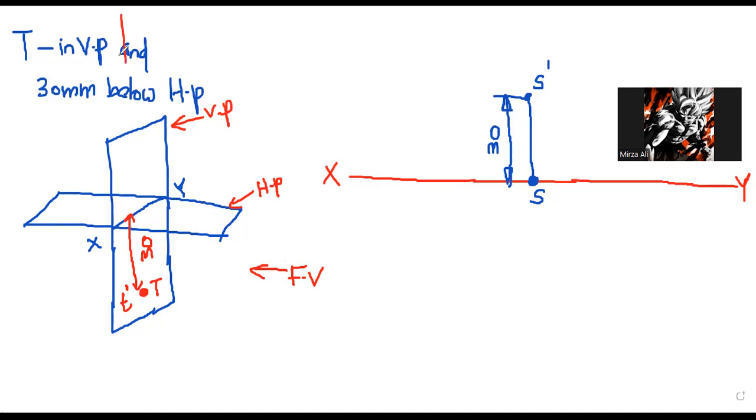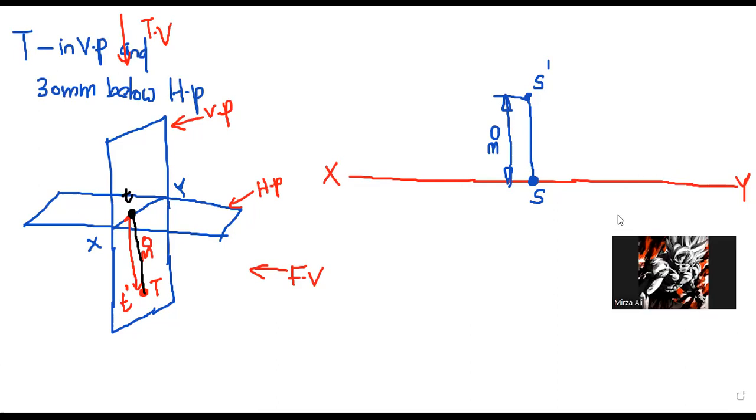Then tell me, where is the top view? Top view is on the XY line. Okay. Top view is on the XY line, because the projection of T will be on the XY line. So mark T here, okay.